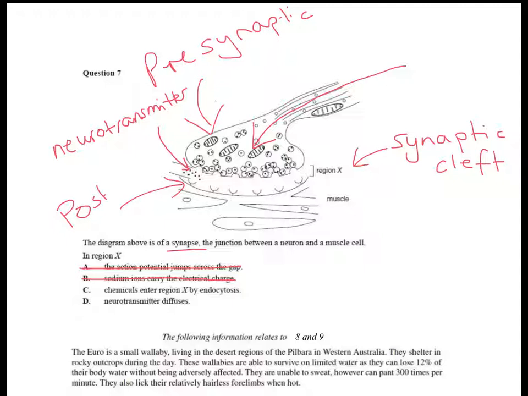Chemicals enter region X by endocytosis. Okay, endocytosis, if I had a membrane like this, endocytosis is when I've got all my chemicals on the outside and they move into the membrane, and that eventually pinches off to form a vesicle with the neurotransmitter inside it, or with the chemical inside it. That is again not what's going on here. So it has to be D. Our neurotransmitter is diffusing.